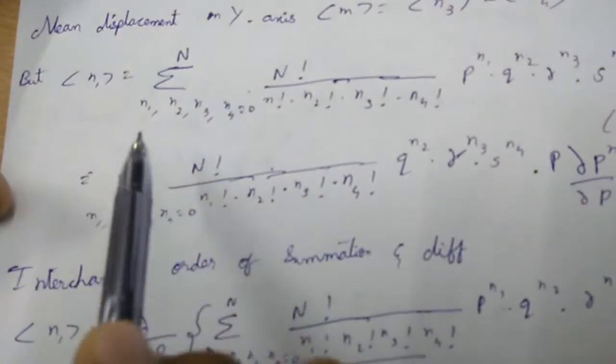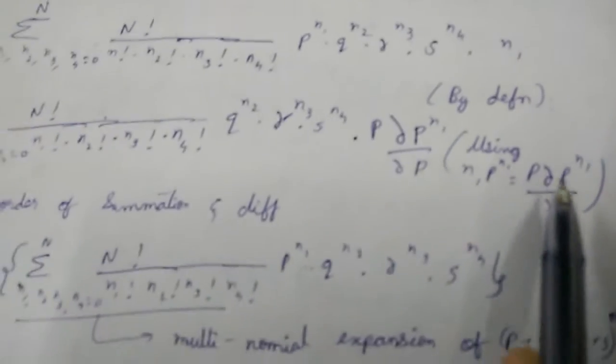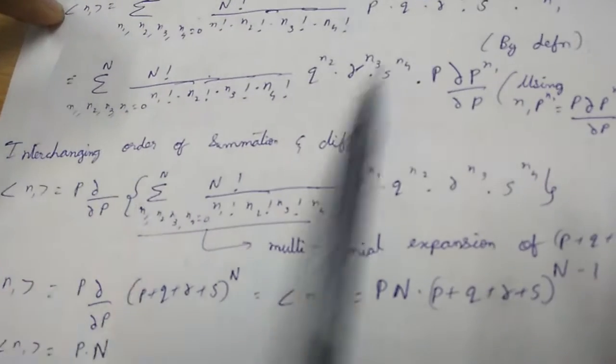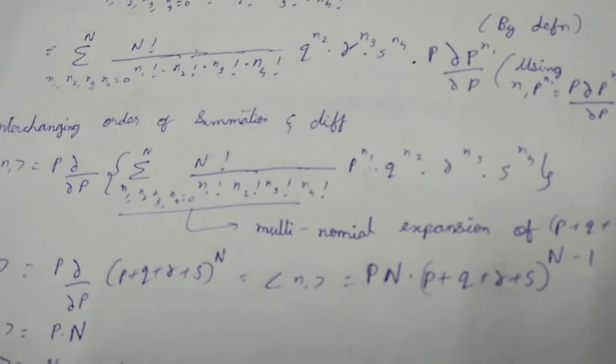But we know from the previous step that n1 is equal to this equation by the definition, and by using the property that n1 into p to the power n1 is equal to p into dou p to the power n1 by dou p, we get this equation. Now interchanging the order of summation and differentiation, we just put the differentiation outside and the summation inside. We arrive at this equation.